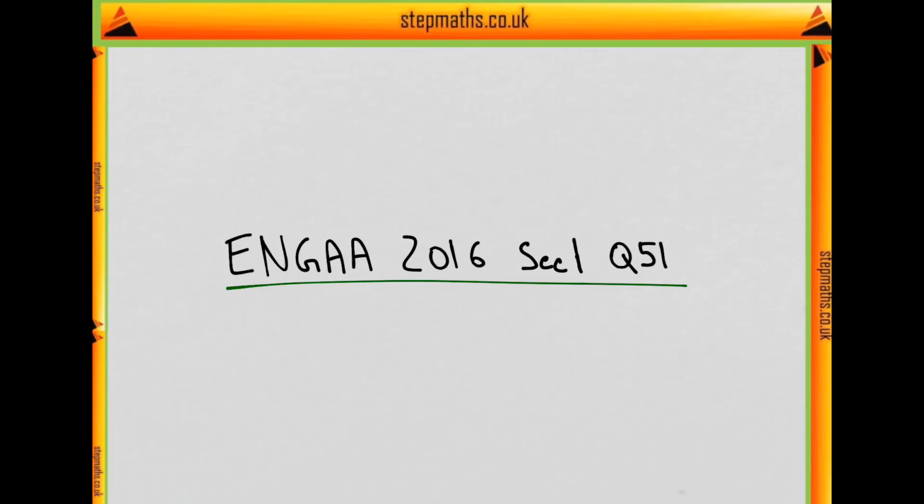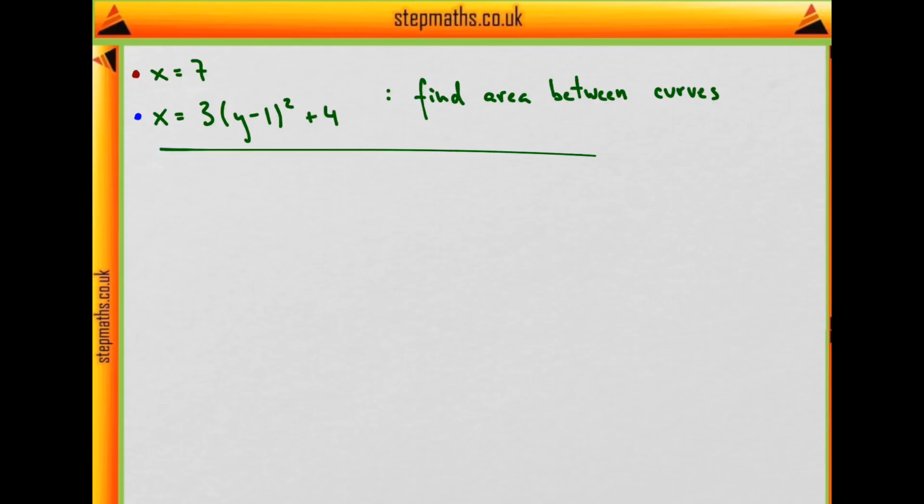In this video, we'll look at question 51 from the 2016 paper. In this question, we get given a parabola, x equals 3(y minus 1) squared plus 4, and a straight line x equals 7 in the Cartesian plane, and we are supposed to find the area between these two curves. And by far the most important part of this question will be sketching the curves.